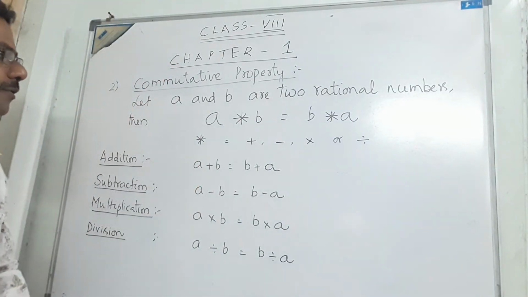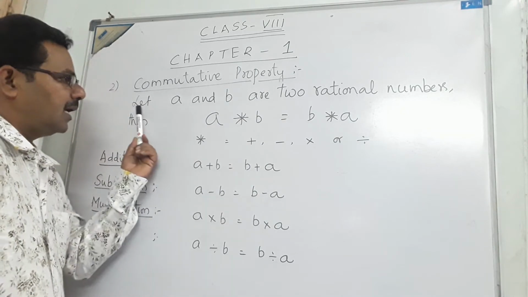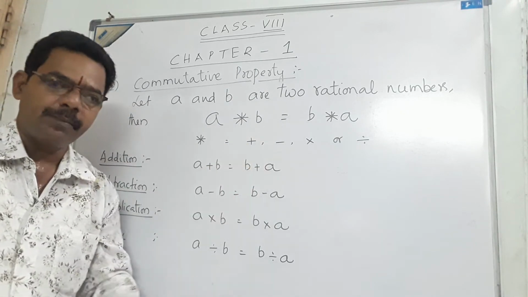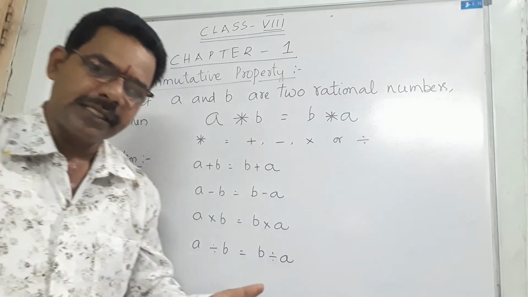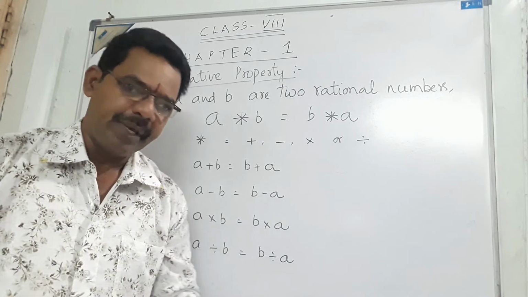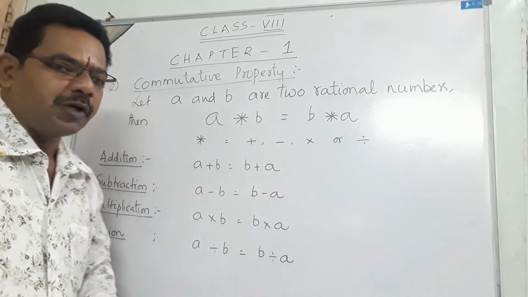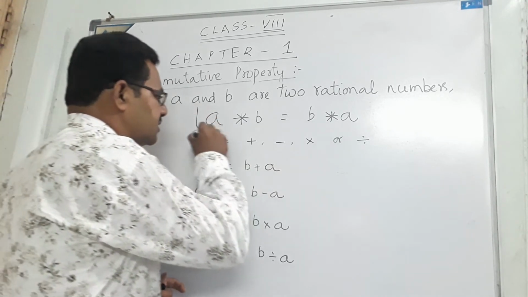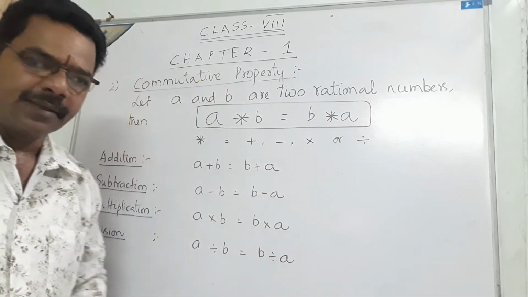Now look at the board. So this is the commutative property general form we are taking. Let A and B be two rational numbers. I have taken any two rational numbers: the first one we can take as A and the second one as B. So A star B is equal to B star A.